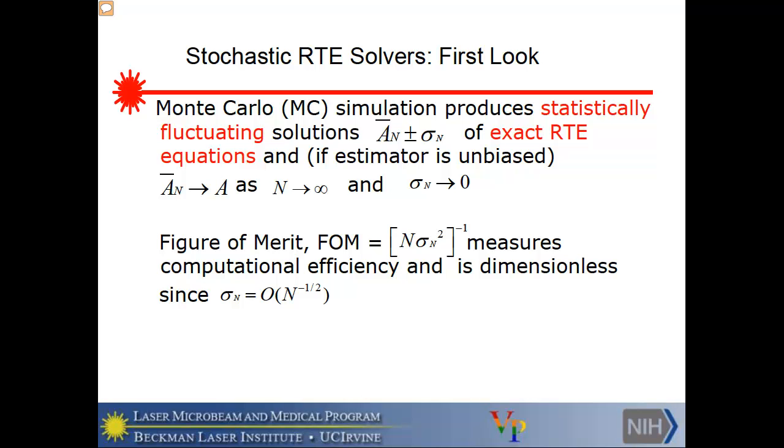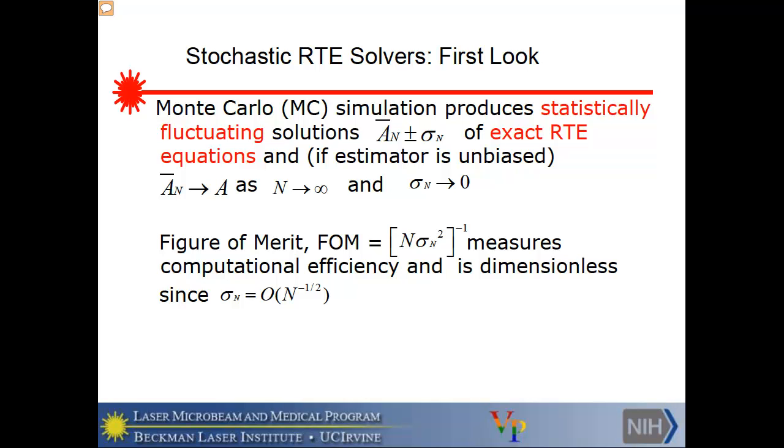And that means that the sample mean, the sample average of the n photons that you've used to represent the problem in Monte Carlo, converges to the true solution as the number of particles n simulated goes to infinity, and in that case sigma n goes to 0 as well. The error goes to 0. So the more photons you run, the smaller is the error and the more reliable is the estimate that you get from it.